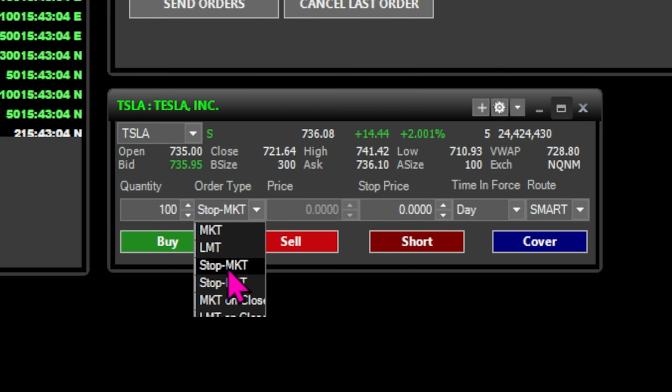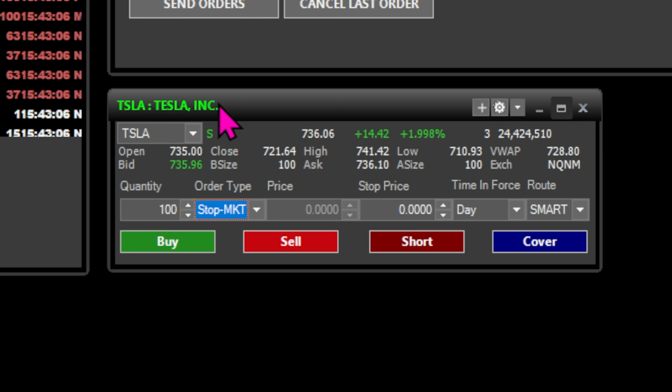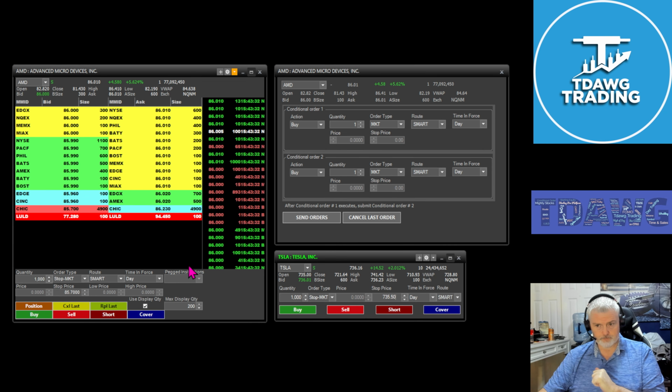It's the same mechanism here on just the simple order entry. I can put this up to 1,000 shares. Stop market, I'm identifying the stop price at, let's call it, 730. And then, of course, I would click sell, and that would institute an order. As soon as it saw 735.50 on the tape or below, it will issue a market order to get me out of the position.